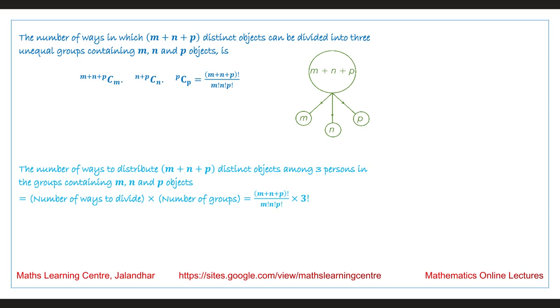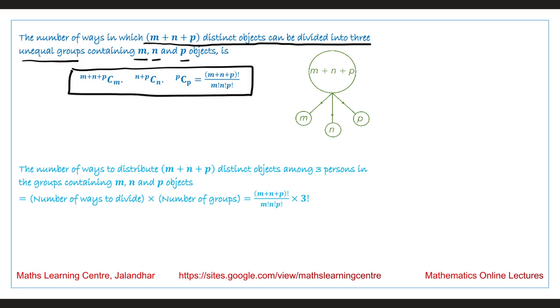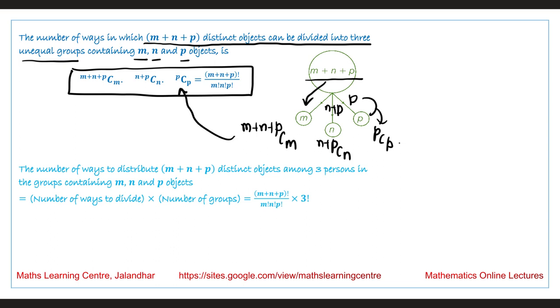Next is the number of ways in which m plus n plus p distinct objects can be divided into 3 unequal groups containing m, n and p objects, which is given by this formula. This is just like the previous case, we are saying that m plus n plus p things are there. M are to be divided over here. How many ways are there? It is m plus n plus p c m. How many objects we are left with is n plus p. So it is n plus p c n. How many objects we are left with is p. So it is p c p. So the product of all these values will give us the final answer.